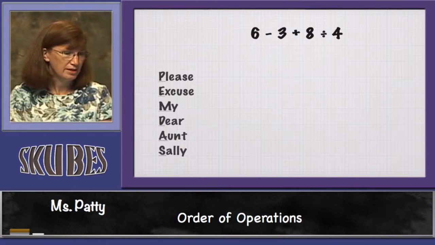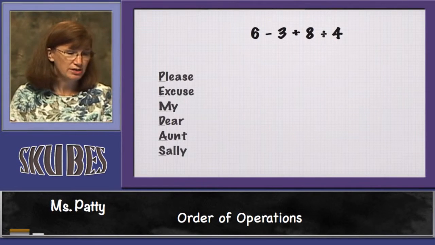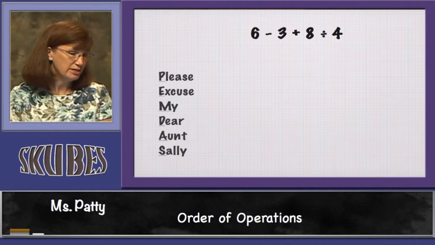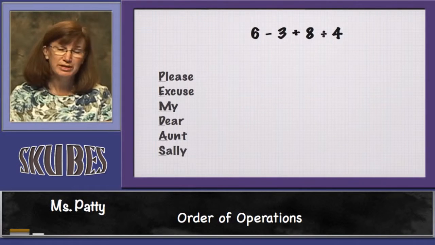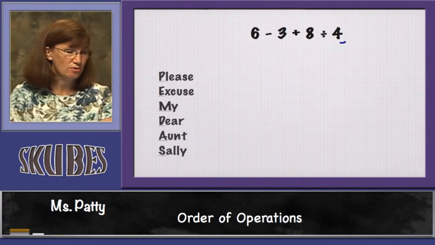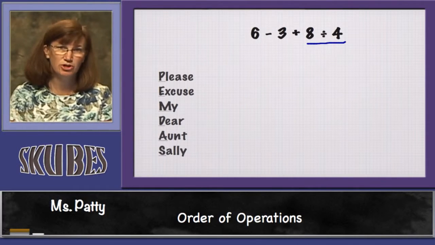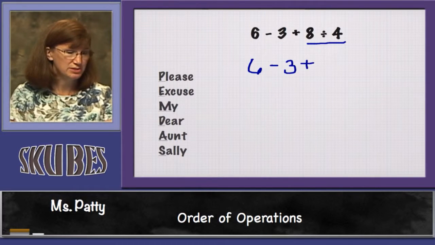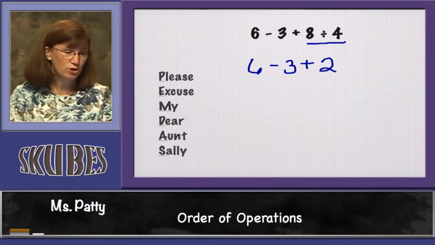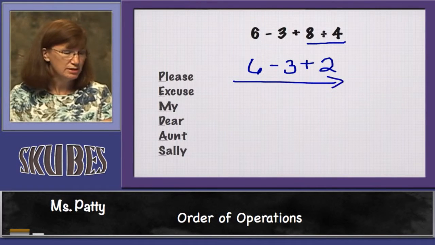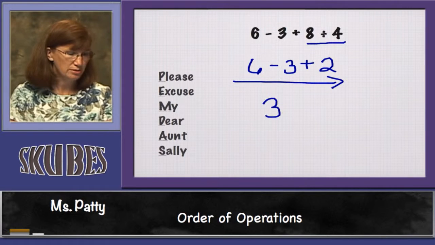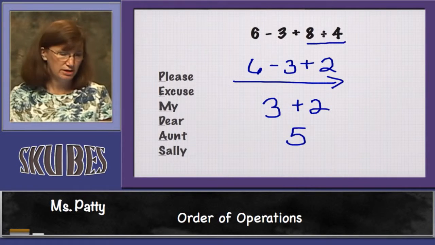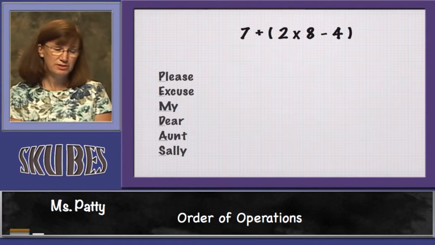Let's do another. Again, we have addition, subtraction, and division. Again, with please excuse my dear Aunt Sally, we have no multiplication here, but we do have division, so we must solve the division part first, even though there are no parentheses. We would say 6 minus 3 plus 2. Now we go from left to right. 6 minus 3 is 3 plus 2. 3 plus 2 is 5. And there's our answer. Now we're going to move to a problem that has parentheses.